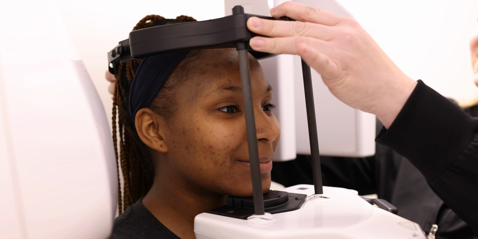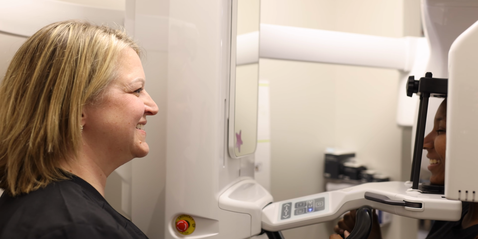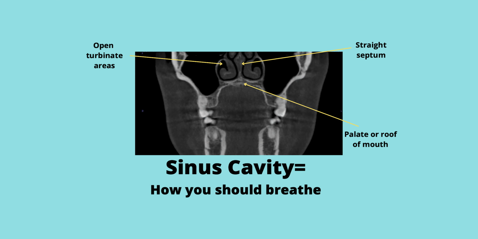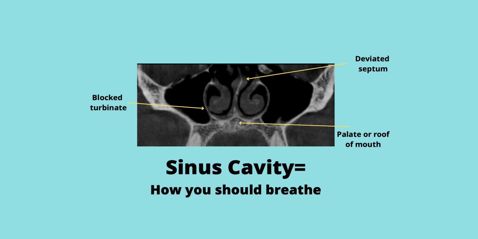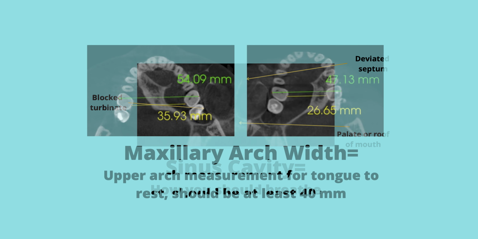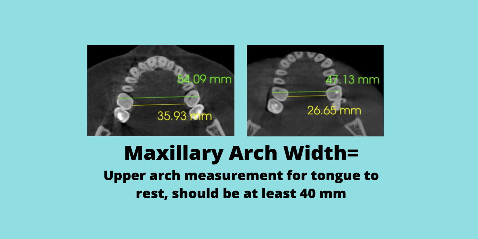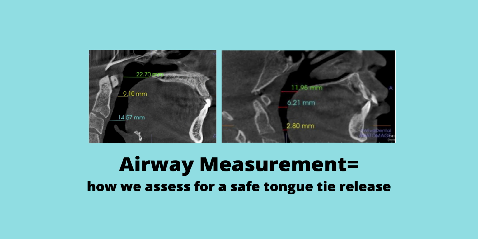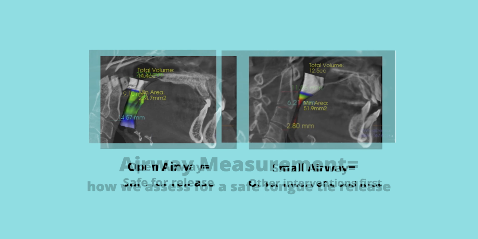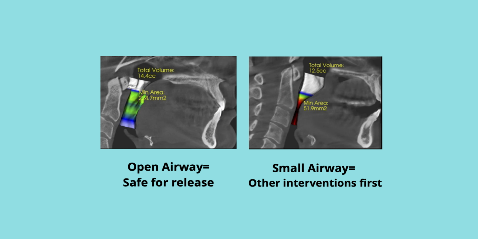And it gives us a really good look at the structures inside, where we can't see what's happening. Some of the things that we're looking at are your nasal cavity, your nasal septum, and the width of your dental arches, both your top arch and your bottom arch. We're also looking at your airway, the space behind your dental arches. Is that nice and wide, or is it really narrow? Are there things like your tonsils and adenoids obstructing that? We take a look at all of those things when we're taking that scan.